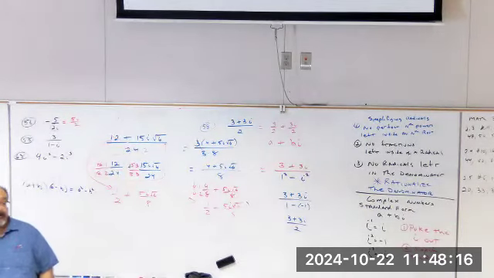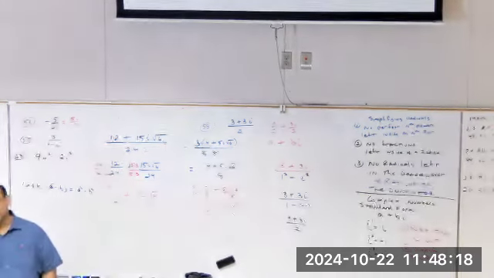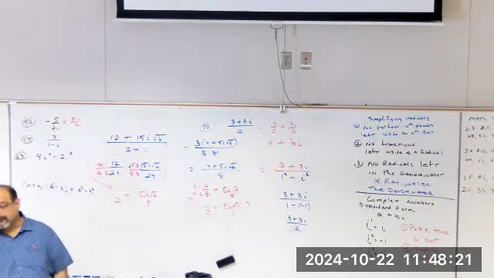73, remember the one where we divided by 4 and we did the remainder? That's 73. Okay.